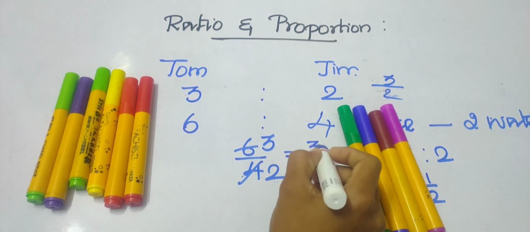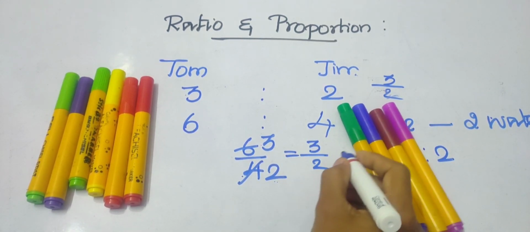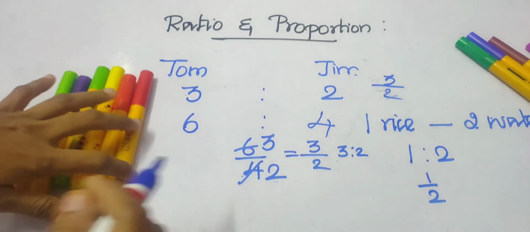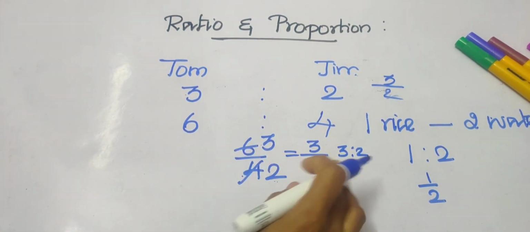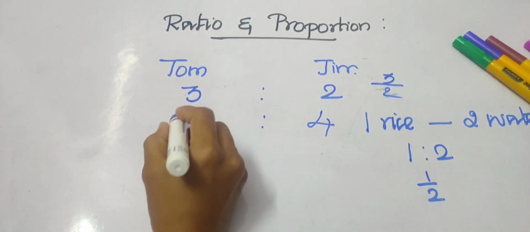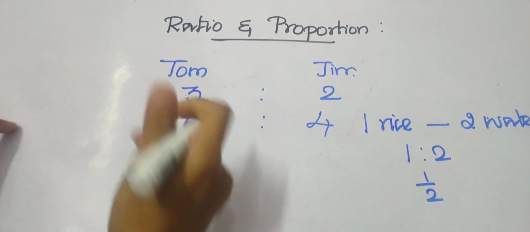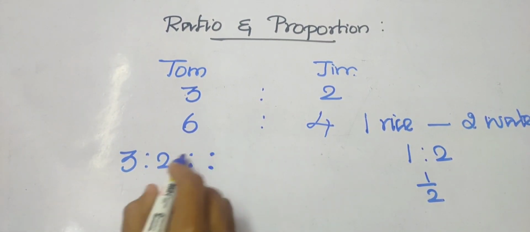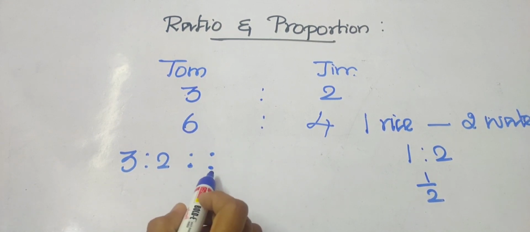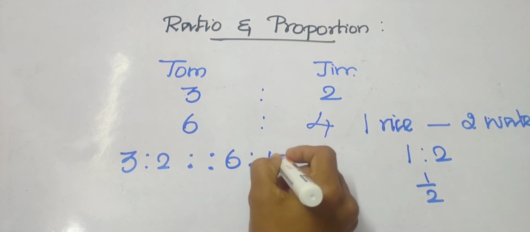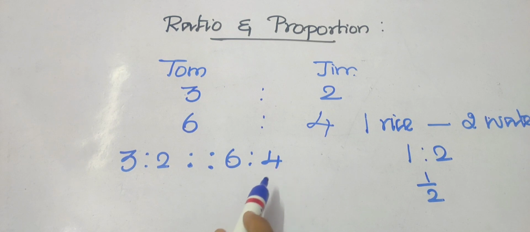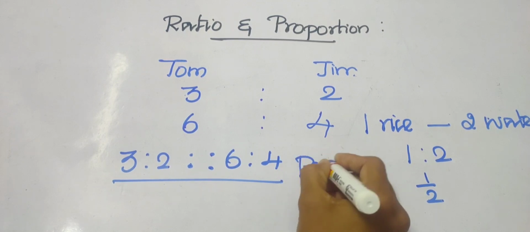So we can write it as 3/2. We can write this as 3:2, children. So these two are the same. So we can write this as 3:2, and again we need to put 4 dots, that is called proportion. Again we can write 6:4. So 3:2 is to 6:4, that is called proportion. Is it clear, children?